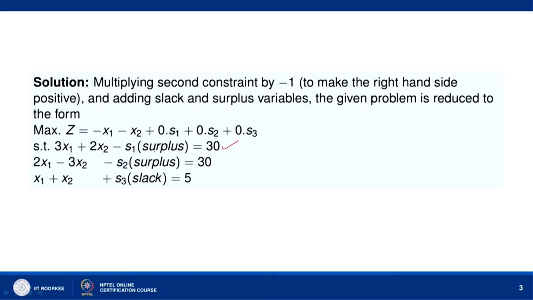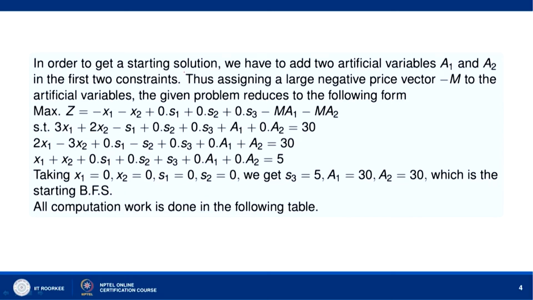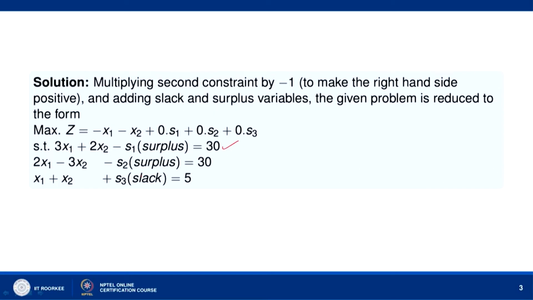So, we use 2 artificial variables a 1 and a 2 in order to get the initial starting BFS. We write the given equations in the following form. In order to get a starting BFS we have to add 2 artificial variables a 1 and a 2 in the first 2 constraints, because in the third constraint when we take x 1, x 2 equal to 0, s 3 is equal to 5. So, we do not have to do anything here, s 3 is already non-negative, but in the case of first and second equations s 1, s 2 are coming out to be negative. So, we use artificial variables.